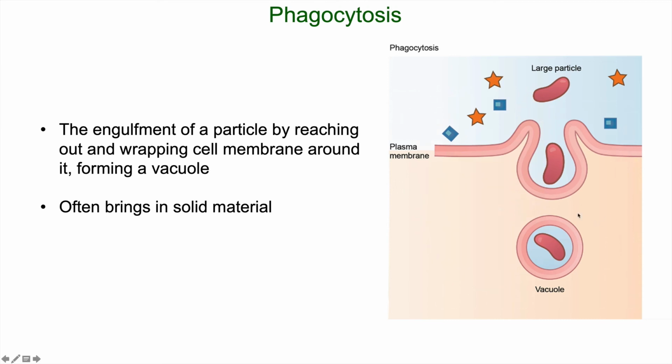This might be a macrophage, which is part of your immune system, and this could be a bacterial particle that's somewhere in your body, and this macrophage wants to phagocytize this bacteria to bring it inside where it can destroy it and then keep you from becoming infected. And this is happening constantly in your cells, okay? And this is typically used to bring in solid material.